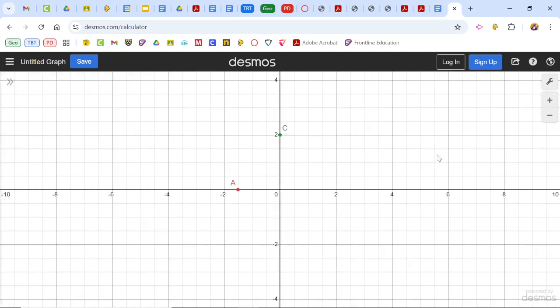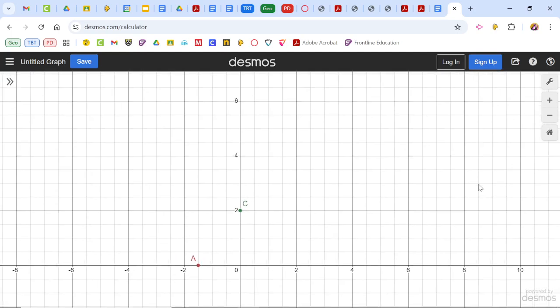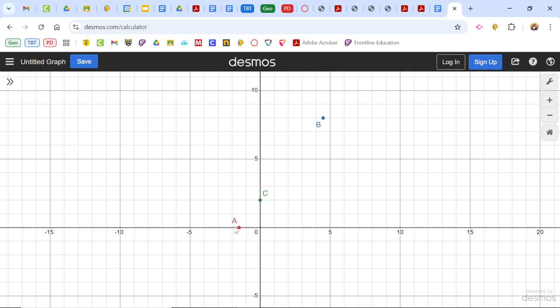Okay. So now when we take a look at our graph, we might need to zoom out so we can see all the points. We got A, B, and C is going to be on it. And so we're being asked, what is this length AC over this length CB? So we need to find the distance of AC and the distance of CB.